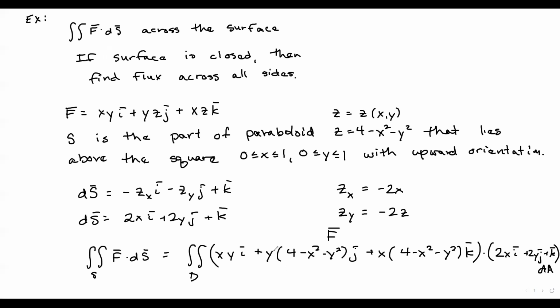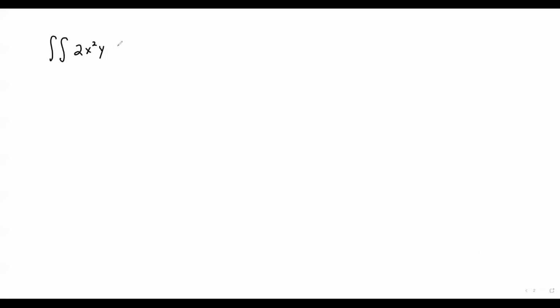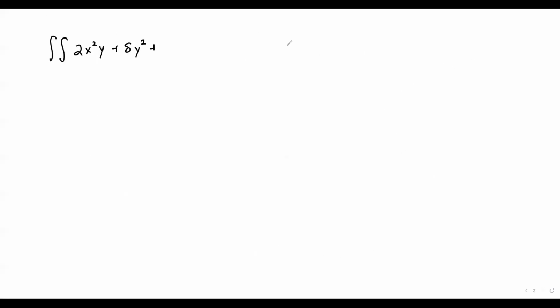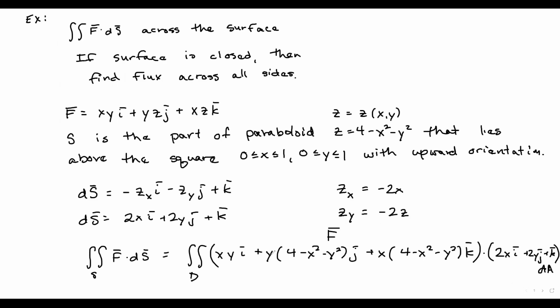All right, so we can do those one at a time. So we're going to have 4y times 2y. So this is going to be 8y squared. All right, 4y times 2y, 8y squared. And then next we're going to have negative x squared y times 2y. So we're going to have negative 2y squared x squared. All right, and then next we're going to have negative y cubed times 2y. So we're going to have negative 2y to the fourth.